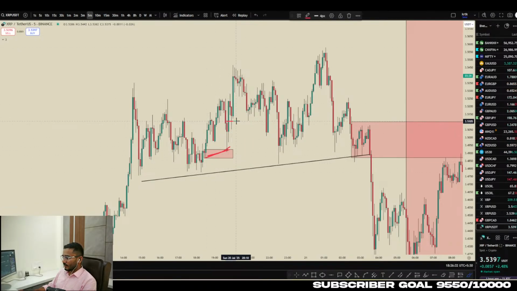Like here, there was an imbalance, price came and fulfilled this imbalance. So this structure is also mitigated. Price reacted from this imbalance and order block, and now this is also mitigated. Everything is mitigated. There is no imbalance left. So eventually price will look for an area which is not mitigated.